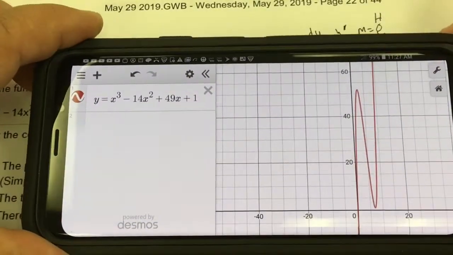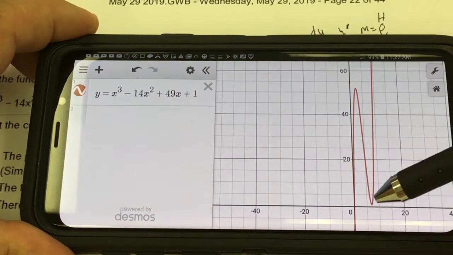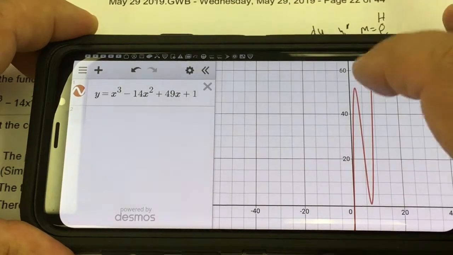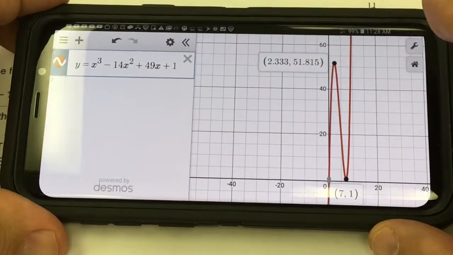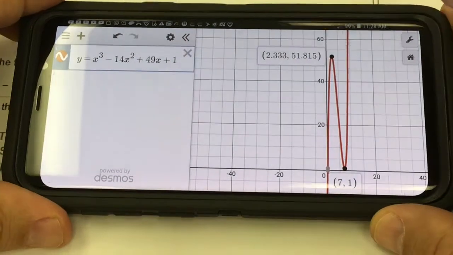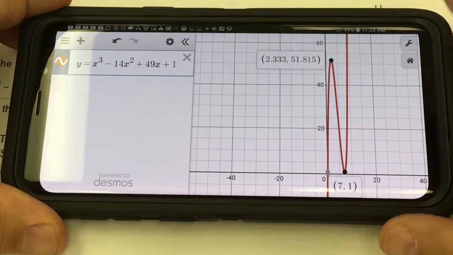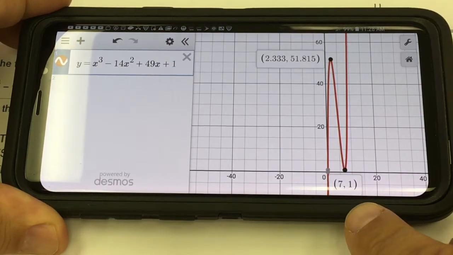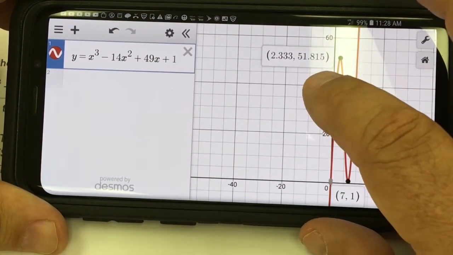So this is a very conceptual question. It wants to know at what coordinate there's a relative max, and at what coordinate there's a relative min, without using a graphing utility such as Desmos, which would give it to me instantly. Really nice. Notice, it's going to be 2.33, 51.815 and 7, 1. So really nice technology, but that's not what we're looking for here. Let's remember that. The answer is 7 for the x value, 1 for the y value, and 2.33 for the x value, and 51.815 for the y value.